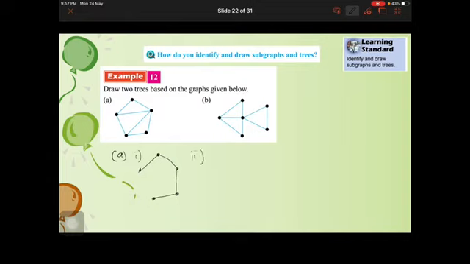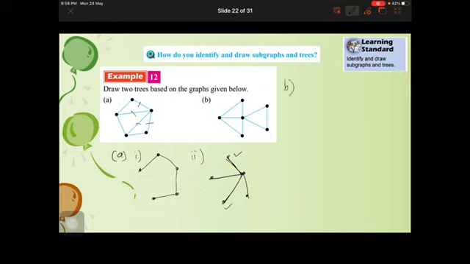The second answer, let's draw the same vertices. This time I will take 1, 2, 3, 4. So you can check 5 vertices, 4 edges, and from one point to another point there is only one way. For example, from this point to this point, we have only one way to reach the point. How about B?